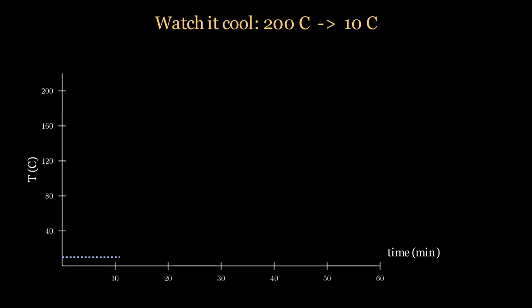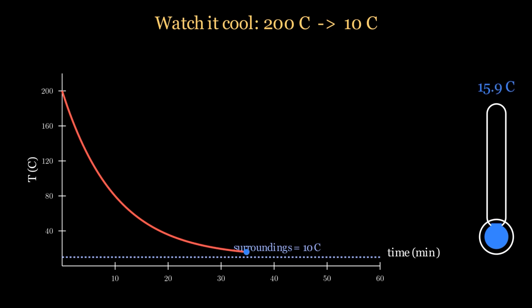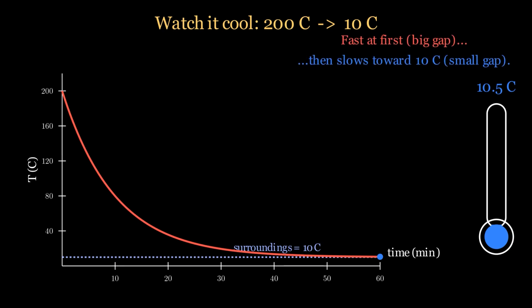Now watch it happen. The curve drops steeply at first. That big 200-degree gap means rapid cooling. But look how it bends. As the temperature falls, the curve flattens out. It glides toward the dashed line at 10 degrees, and gets ever closer. But never quite touches it. That's the signature shape of exponential decay.